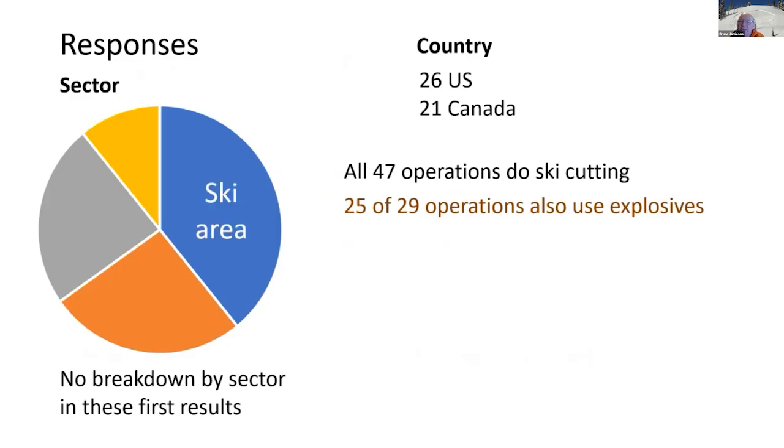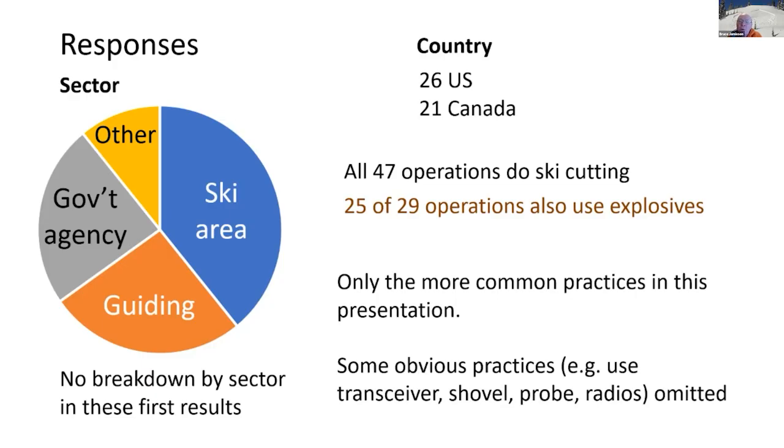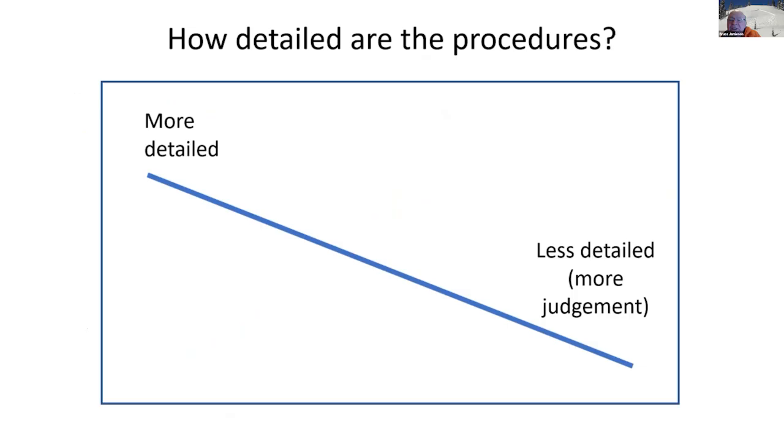18 responses were from ski areas, 12 from guiding operations, 11 from government agencies, and 5 were from other operations. But I'm not going to break down the results by sector, partly because we hope operations can learn from the practices in other sectors. It's been called cross-pollination. And we're only going to look at the most common practices in this presentation. Some of the practices like use of transceivers, shovels, probe, and radios are so obvious that I will skip over them.